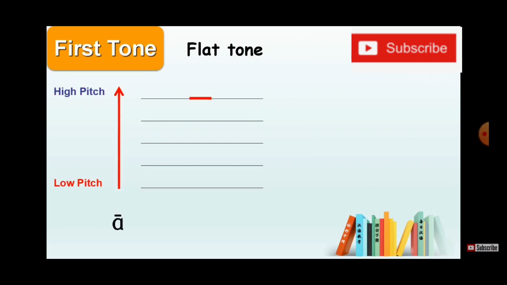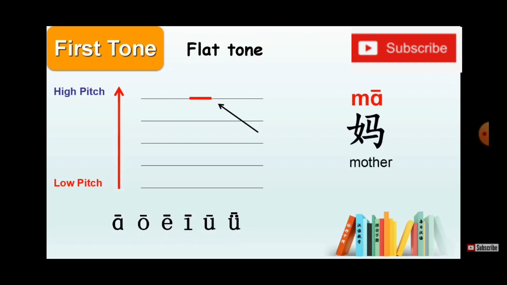Now listen. A, O, I, U, Ü. Say it as when a dentist asks you to open your mouth, say ah. The tone mark represents the flat tone, the horizontal line. Keep your voice flat and even. Now read aloud after me. A, O, I, U, Ü. Check out when we say mother. Ma, mother.